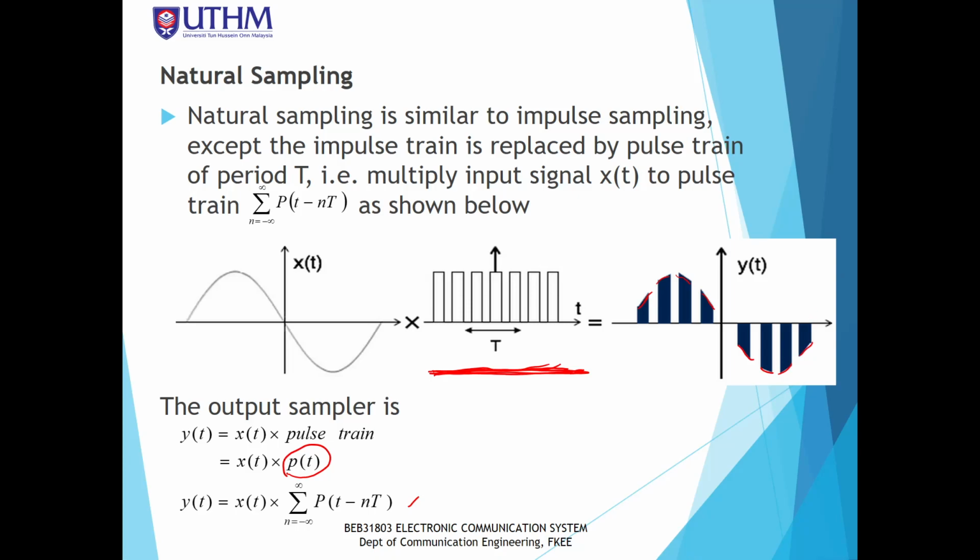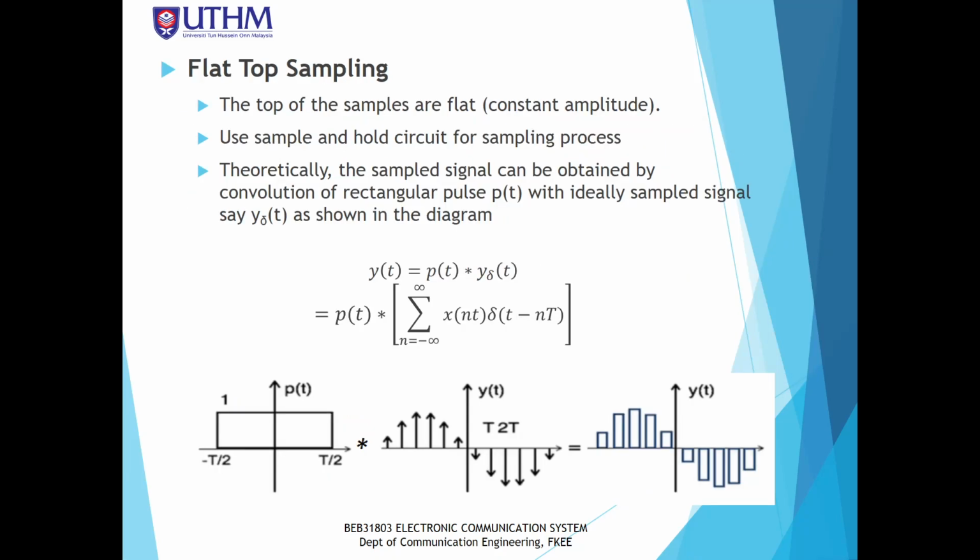So this is why we call it natural, because the output naturally follows the shape of the input. Again, you don't need to memorize the equation. You just need to understand that sampling is the process of multiplication of two signals in time domain. Okay, and then what? Flat top sampling.